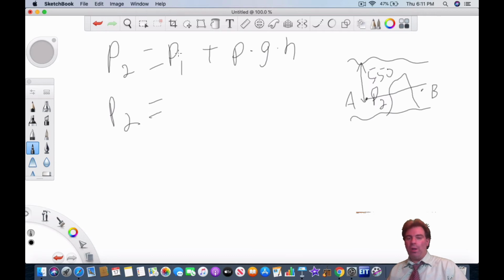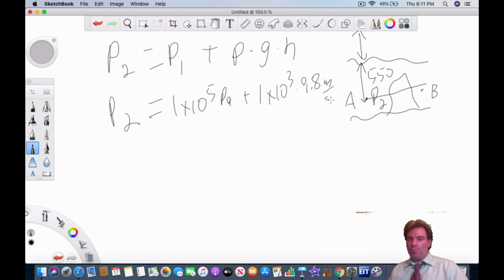Now, what is pressure 1? Remember, we have a column of air that extends from the surface of this water all the way up to the troposphere. So what is that? That is atmospheric pressure. So that is 1 times 10 to the 5th pascals. And now we're going to add rho times g times h. Rho, of course, is density, which is what's the density of water? 1 times 10 to the 3rd. G, of course, is 9.8 meters per second squared. And going back over here, it's going to be kilograms per meter cubed.